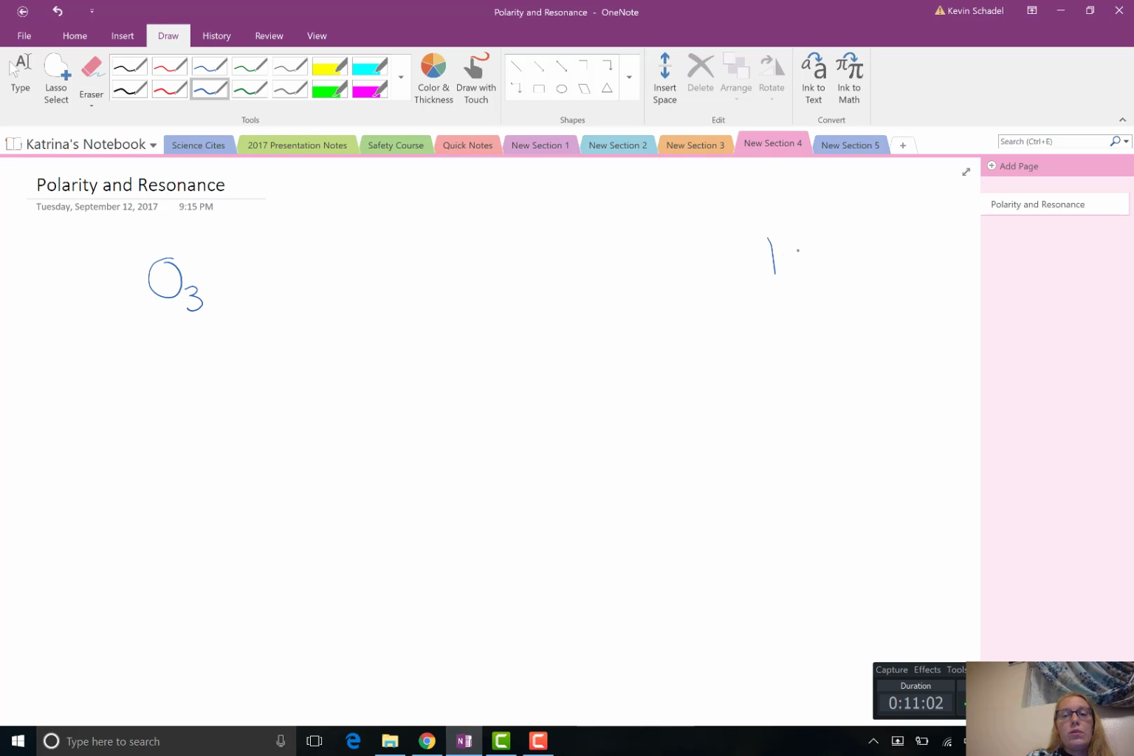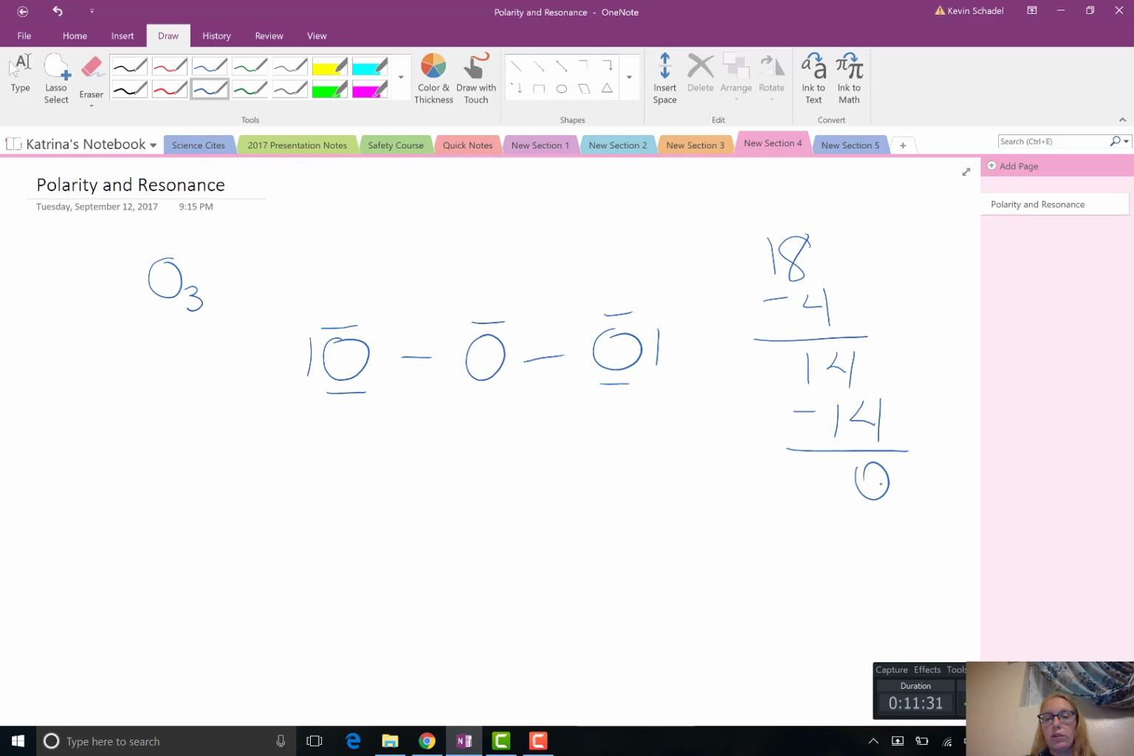Ozone has a total of 18 valence electrons to work with, 6 for each of the oxygens. So we're going to create a molecule. I've just used up 4 electrons in my bonds, leaving me with 14 electrons to work with. I start on my outside molecules first, and I place those electrons in pairs. So I've got 2, 4, 6, 8, 10, 12, 14. So now I've used up my valence electrons.